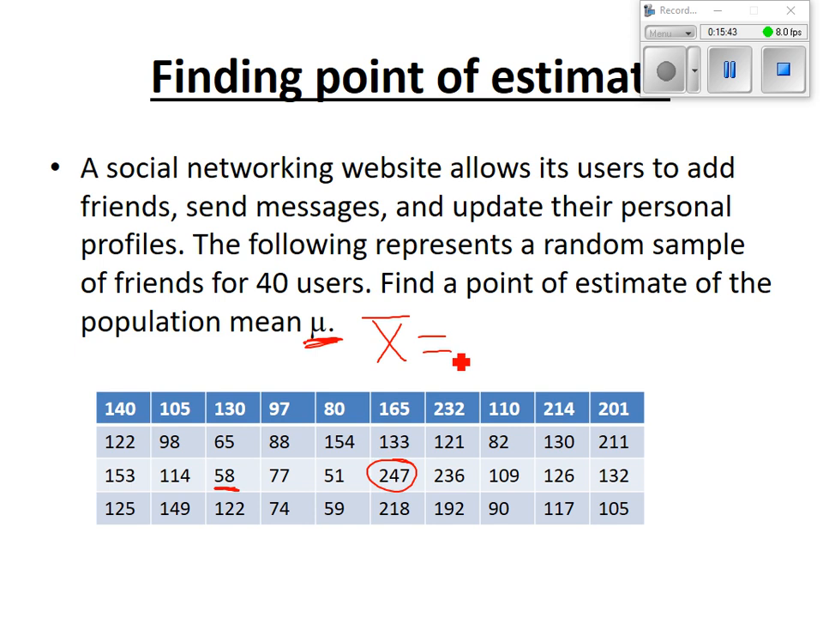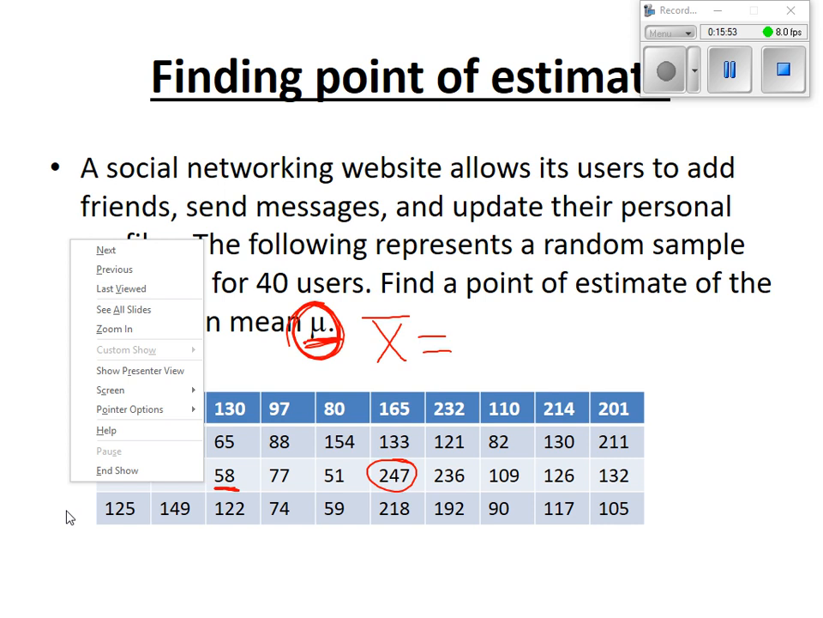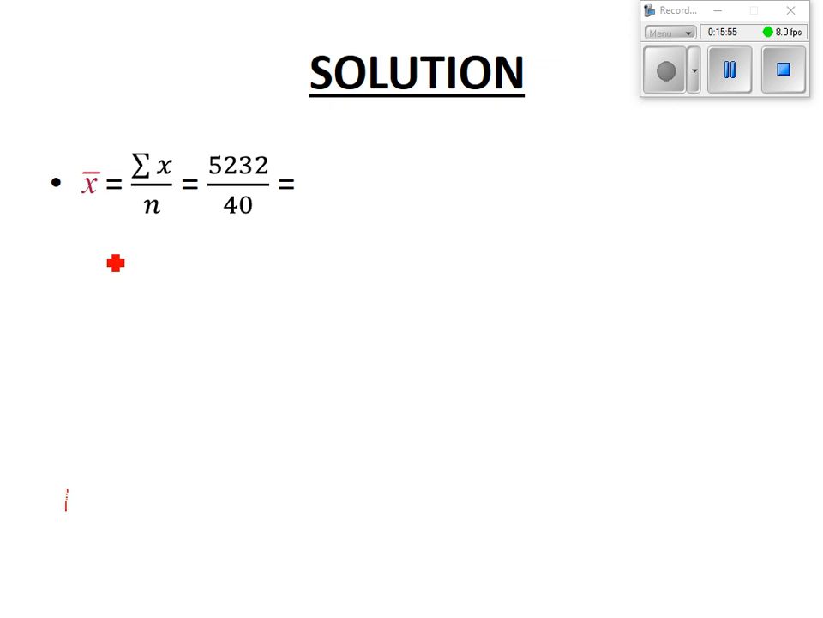And that's going to be our point of estimate. With this point of estimate, we're estimating what the mean of the population is going to be from our sample. Nothing really hard about it. I added them all up. Somebody help me out with the calculator. I added them all up and I got 5,232 and there were 40 of them.